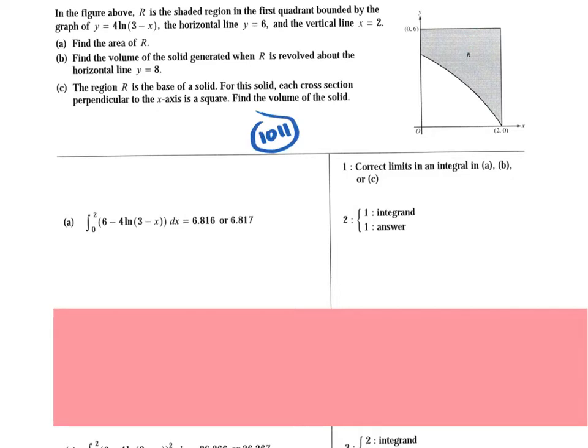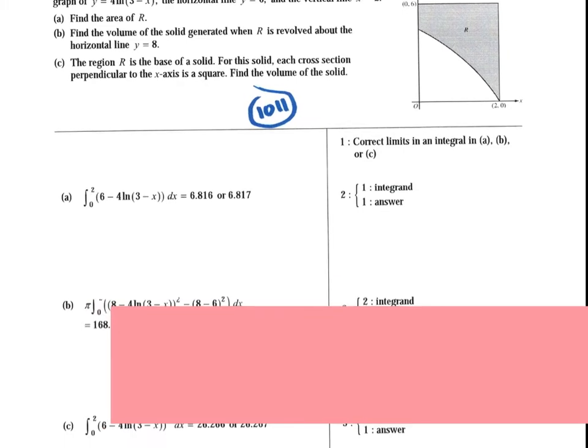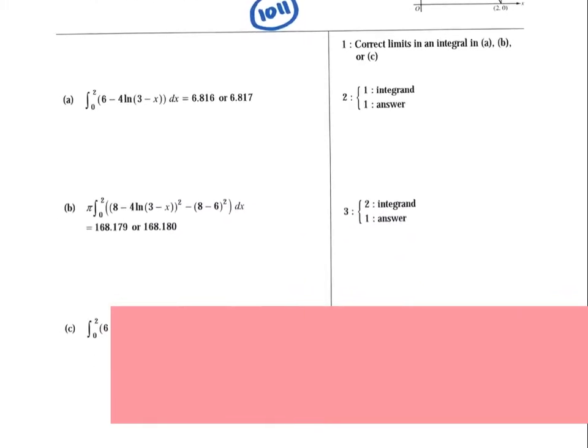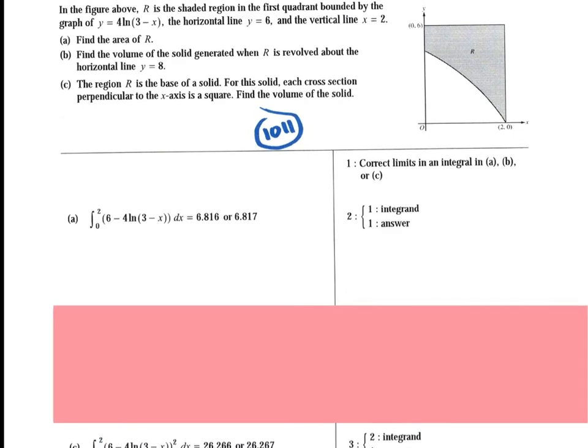Looking at the rubric, you get 1 point for correct limits in an integral for A, B, or C. The correct option here is 0 to 2. So you're going to want to check your first point by making sure that your integral in A is from 0 to 2. If you didn't get that right, you can check B, your integral is 0 to 2. And if you didn't get that right, your integral in C. Any one of those, if you have 0 to 2, should be okay.